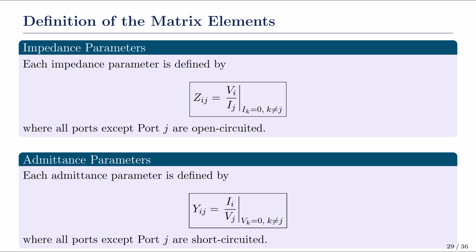Similarly, the admittance parameter Yij is defined as the ratio of the current measured at port I to the voltage applied at port J, while every other port is short-circuited, meaning that all the remaining port voltages are 0. These definitions provide the foundation for constructing the impedance and admittance matrices of any linear multiport network.